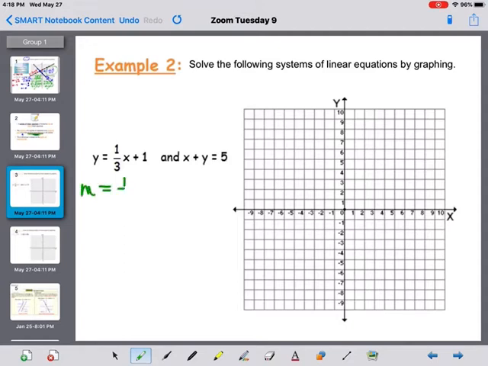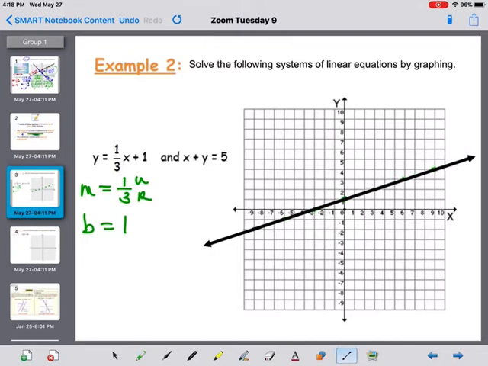I can see that my slope is 1/3. It's already in slope-intercept form. My y-intercept is +1. So I'm going to plot +1 on the y-axis. The slope is positive, so I'm going to go up 1 and to the right 3. And I'm going to go back to my y-intercept and go down 1 and to the left 3 to get some points going in the opposite direction. I'm going to graph my line, make sure there are arrows at both ends, and then finally write that equation on the line.